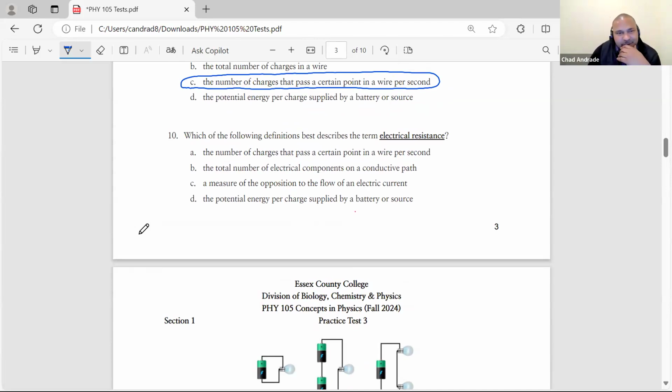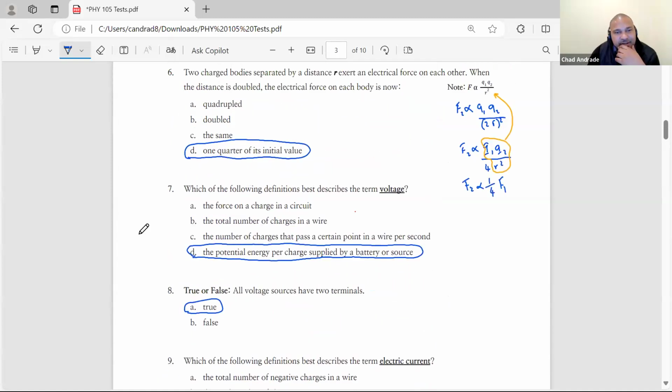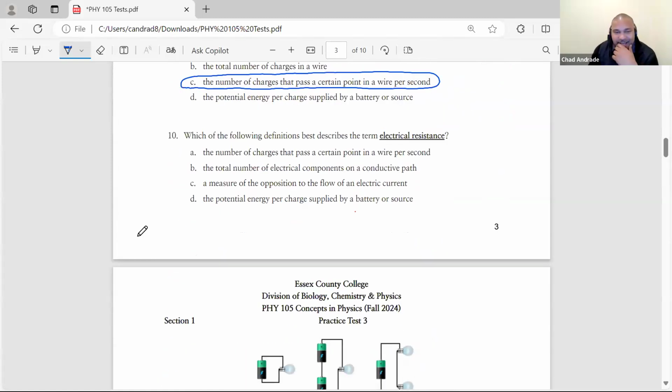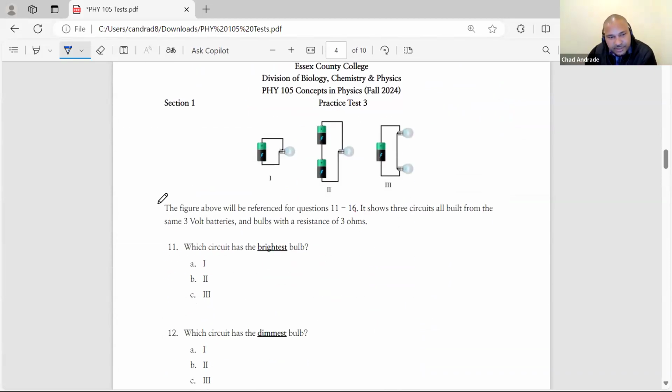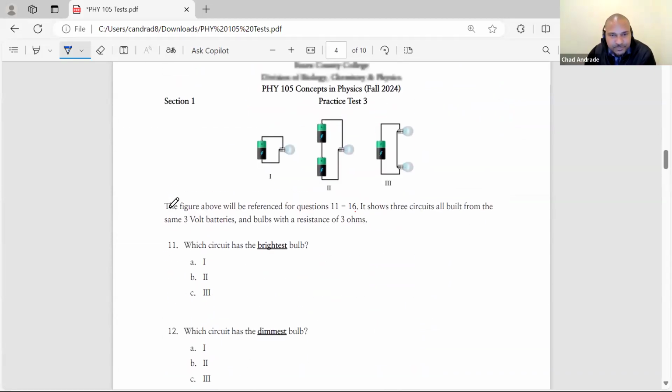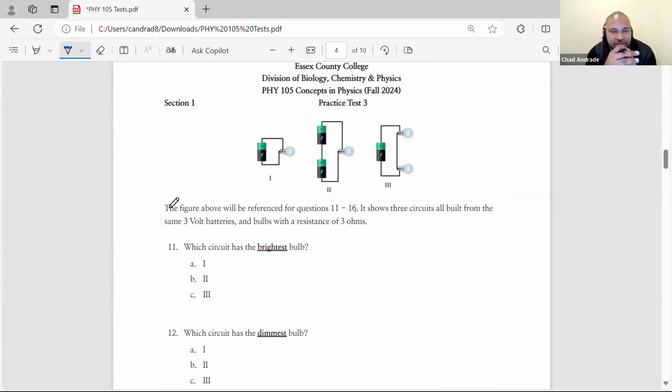Option C, wait, is every single one of them C so far? All right, so there's a little bit of variance. Option C says a measure of the opposition to the flow of an electric current. This is the correct answer right here. Resistance, you can pin the definition to the name. It's electrical resistance, it means something is being resisted. So it's the opposition to the flow of an electric current, right? So this is the tricky one.